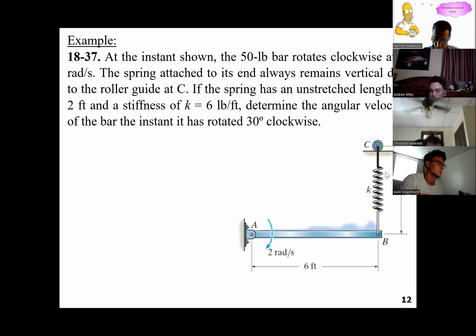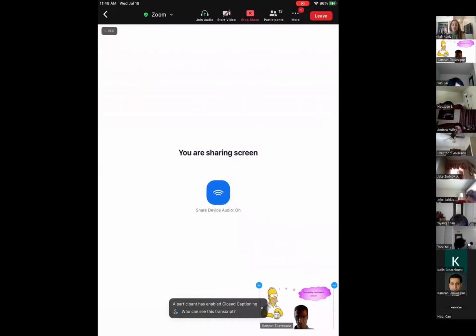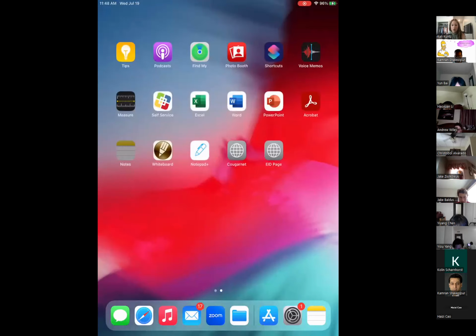Any suggestion how to solve this problem? So let's switch to the tablet. This is how the problem looks.